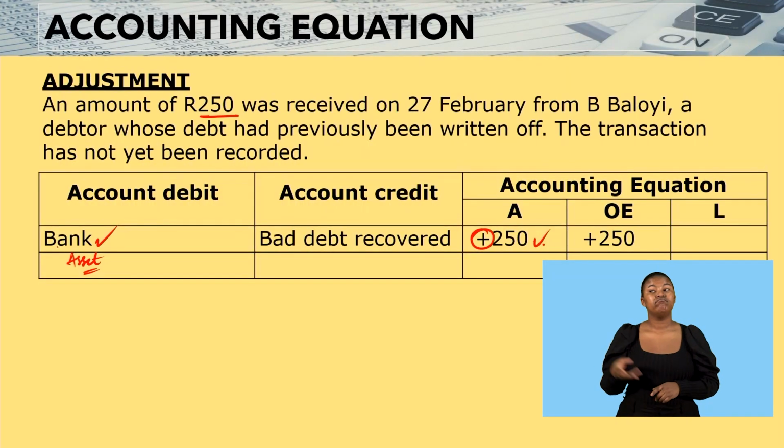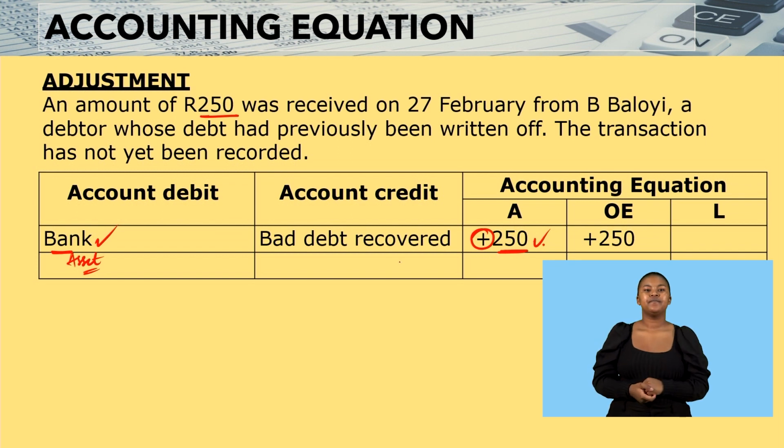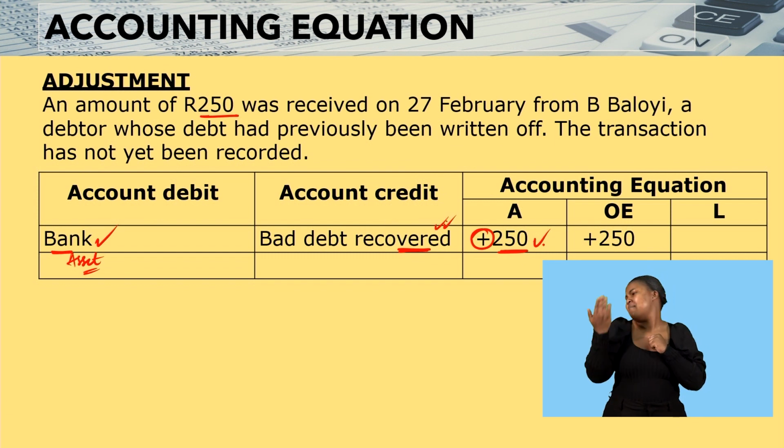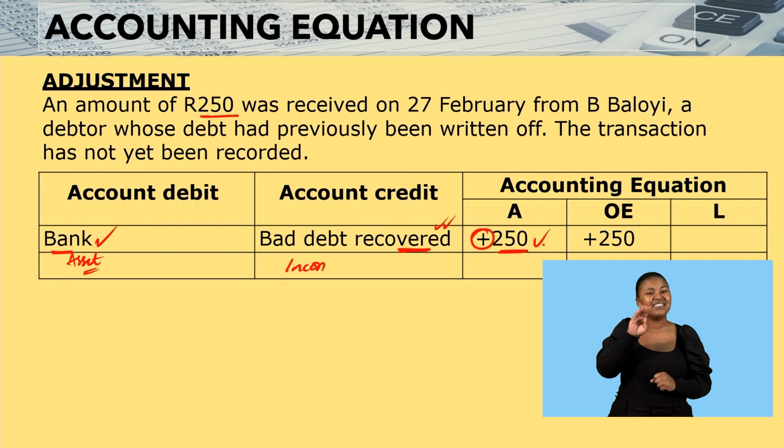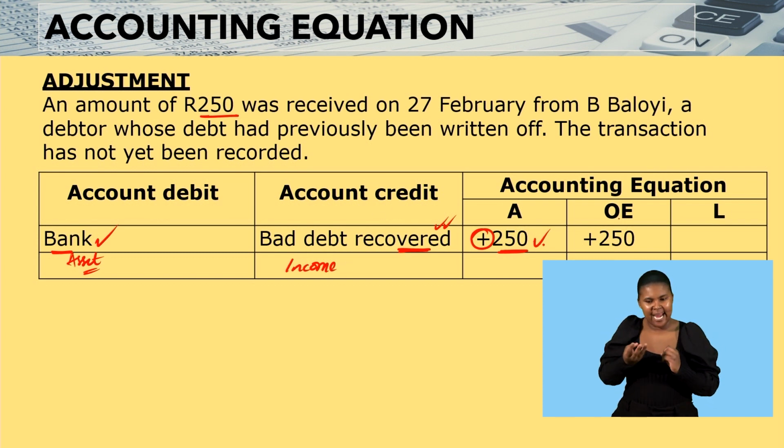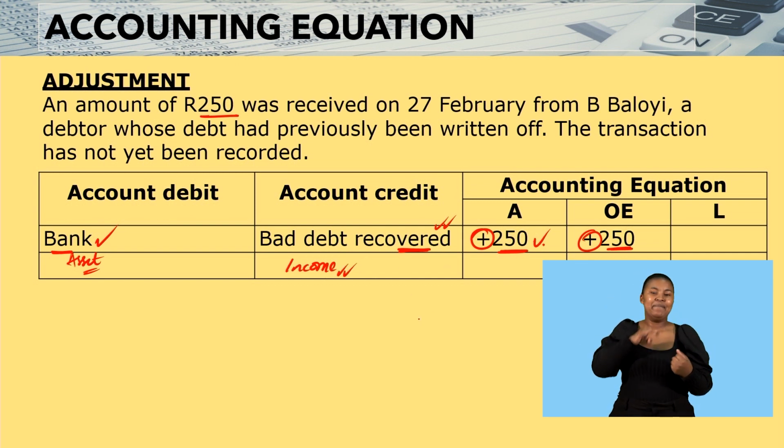So the moment Baloyi pays us, we debit bank plus 250. And the next one is we credit bad debts recovered. Remember what I said, it never affects debtors control. This is bad debts recovered. So we credit bad debts recovered. Earlier on, I told you that bad debts recovered is income. So it means I'm crediting an income account. That means my income is increasing. So I'll come to my owner's equity and say plus 250. Why plus? Because bad debts recovered is income.